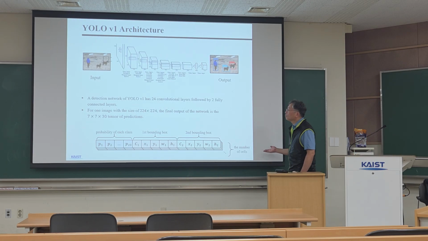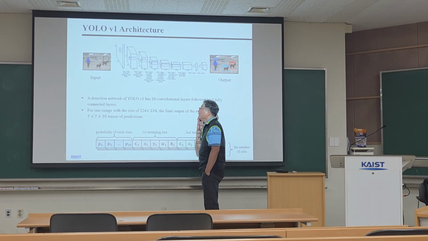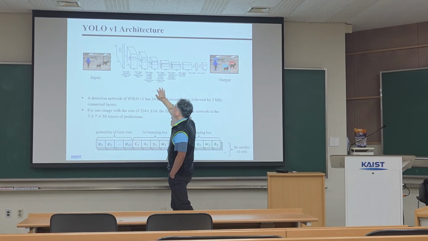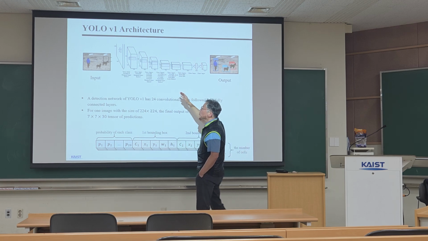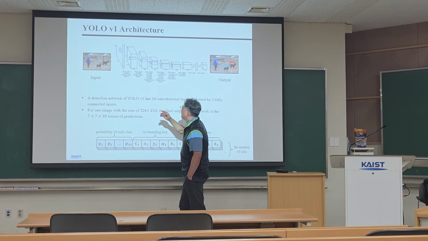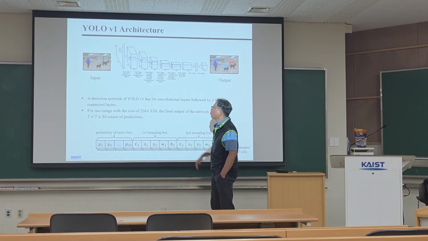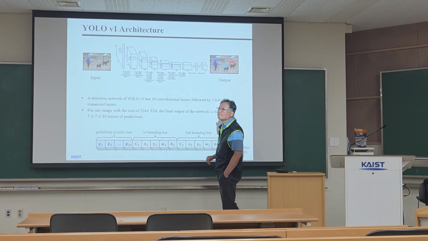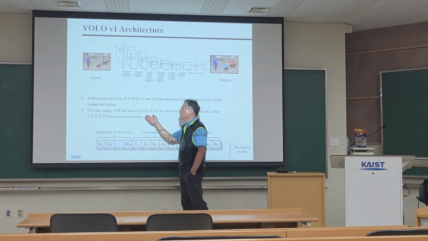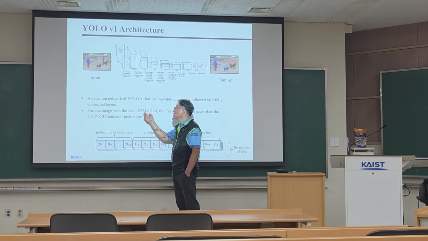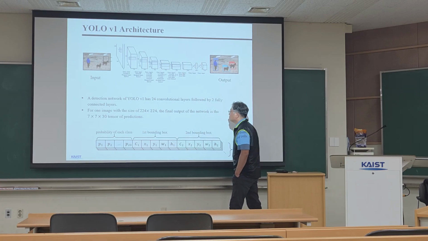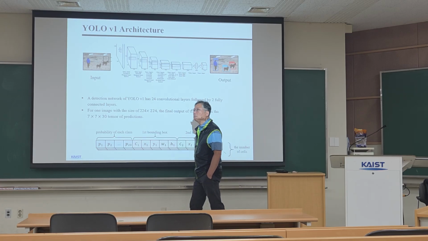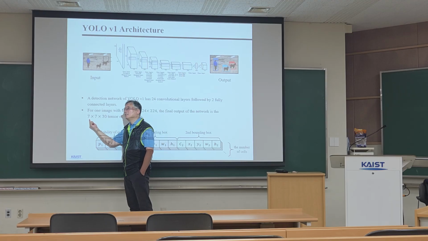And this is the function. The function is a convolutional layer to extract the features. 24 hierarchical layers, this is for version 1. It takes an image size of 224 by 224, and the output is 7 by 7 by 30.